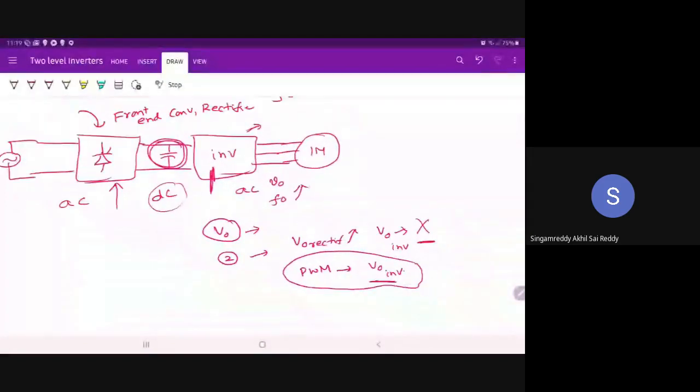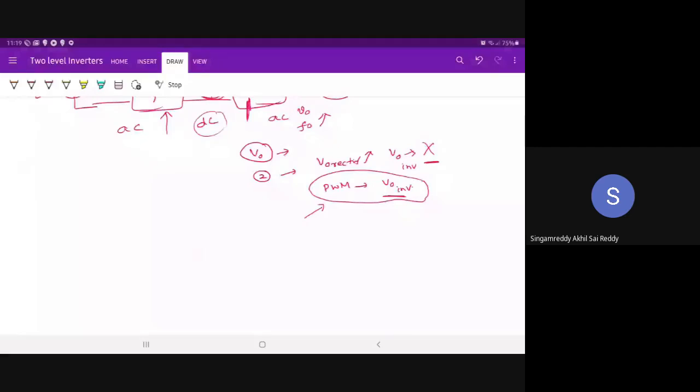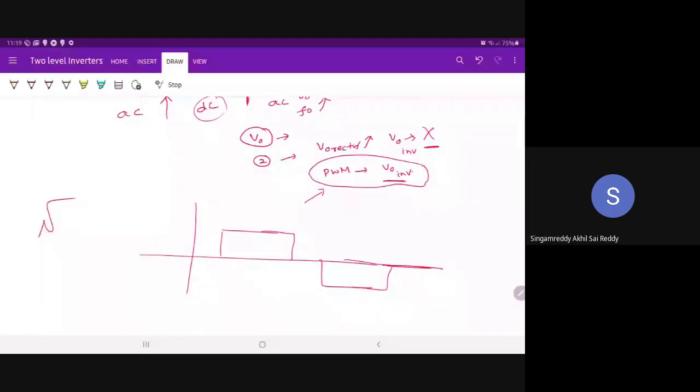This is used to control the output voltage of the inverter. Normally, the output voltage you obtained is something like this. What is its RMS value? You found that it is √(2/3) Vs. This is the width of the pulse.